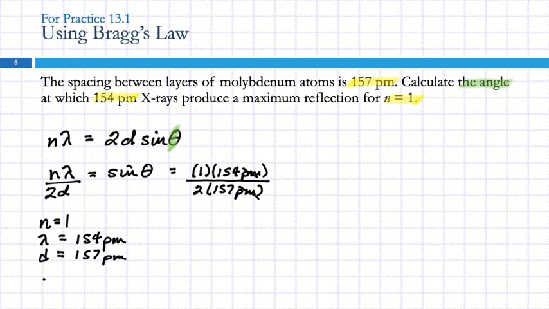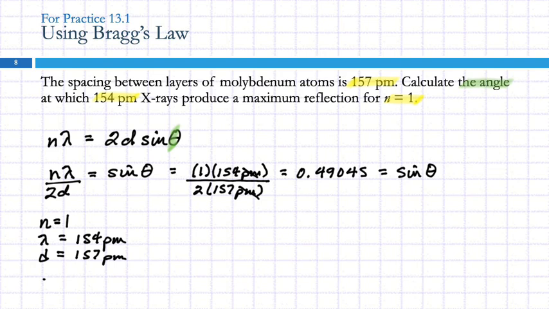So I end up with 154 divided by 2 and divided by 157, and this is 0.49045. No units. That's equal to the sine of theta. Now, we do need to do the inverse sine.